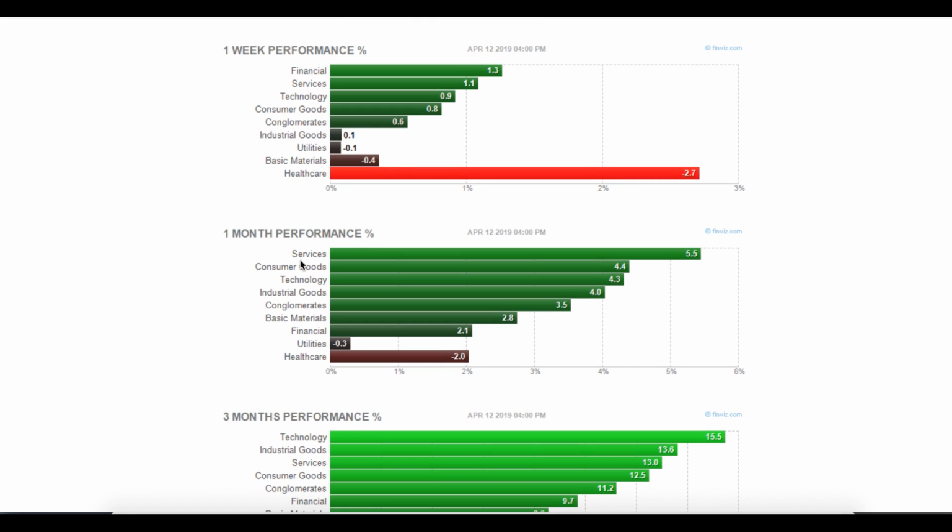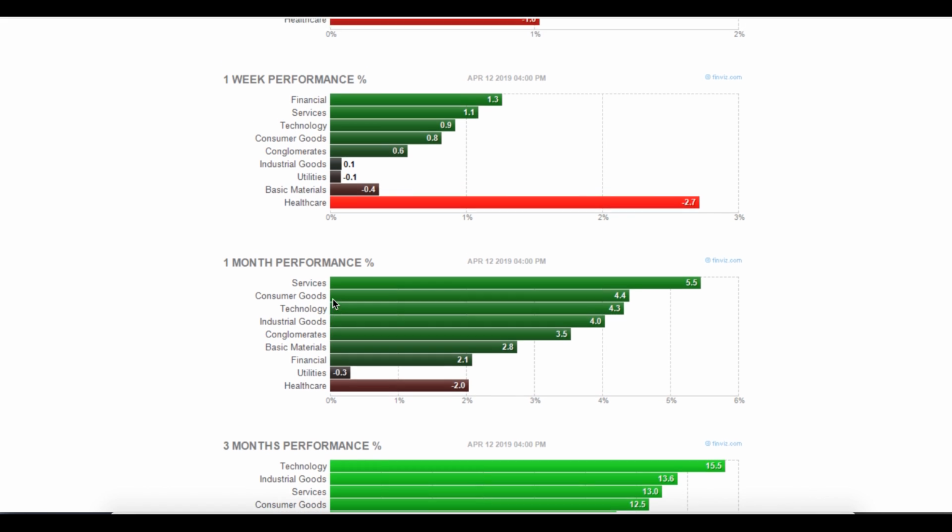So you can see here, services, consumer goods, technology, industrial goods. Those four have been good over 1 month, 3 months. Financials are popping up here a little bit. I think that was probably due to the JP Morgan results. But generally speaking, services, consumer goods seem to be healthy right now. Technology obviously still strong, and industrial goods all performing pretty well.